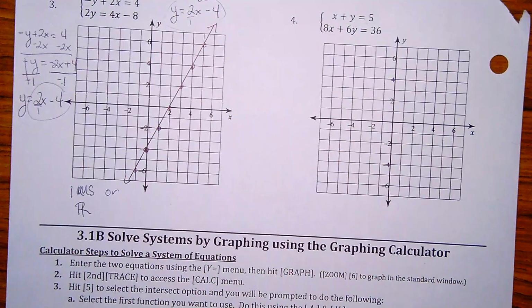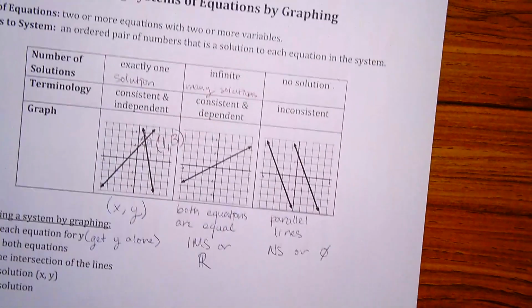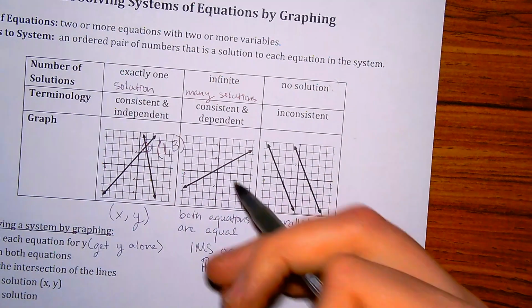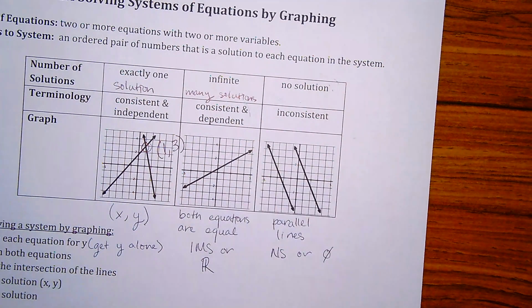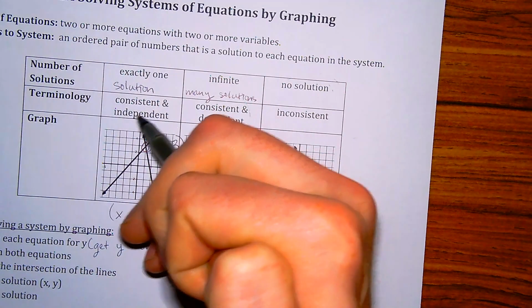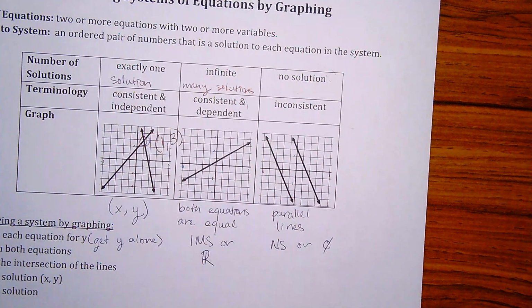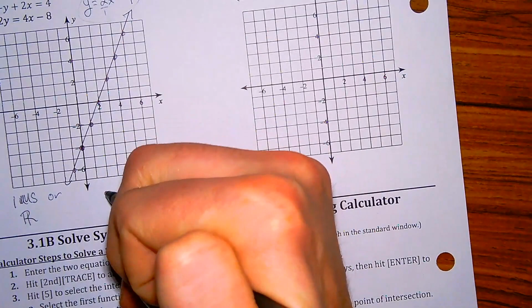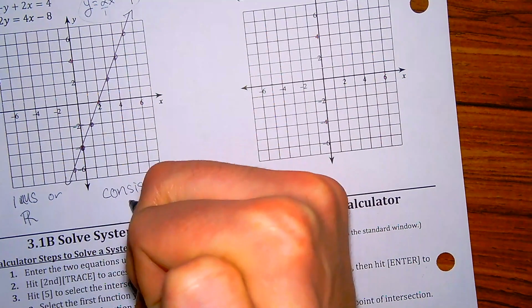Okay, so here's what I would like you to think. Remember, when we have infinitely many solutions, we have to put in our terminology as well. The only difference between this is that this one's consistent and independent, whereas infinitely many solutions is consistent and dependent. So I put that down. I do consistent and dependent.